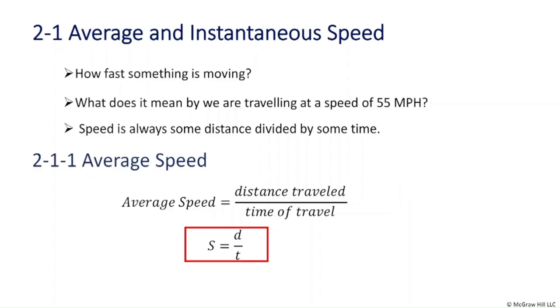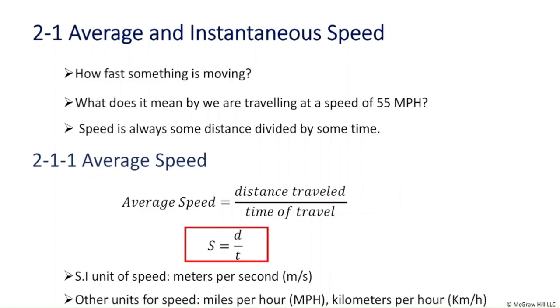And let's write it symbolically. It's s equals d over t. s is speed, d is distance, and t is time. Using symbols makes it easier to remember and apply in problems. And the standard unit of speed is meters per second, m/s. But in day-to-day life, we often use miles per hour, mph, or kilometers per hour, km/h.